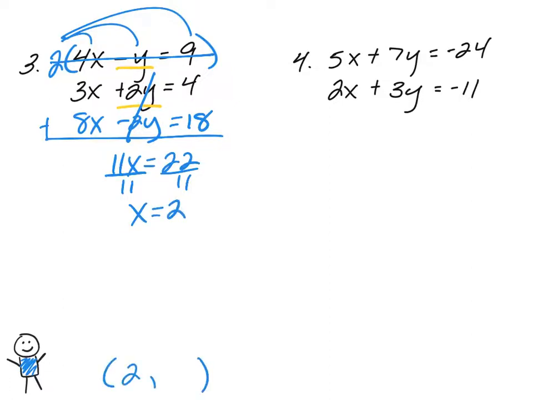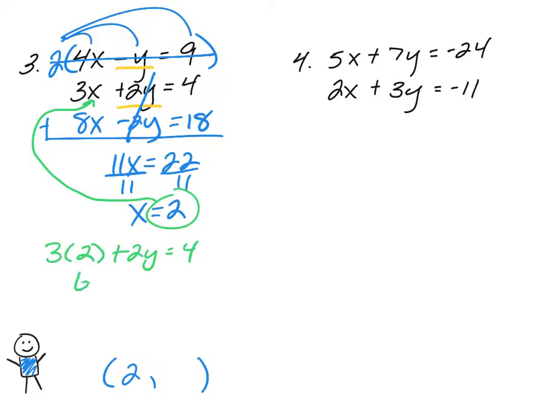Don't forget to take that x value and plug it in for x into one of your other equations. It doesn't matter which one. I'm going to do the second equation this time. So 3 times x plus 2y equals 4. In place of that y, I'm going to plug in the 2 that I found x to be. Sorry, in place of the x.